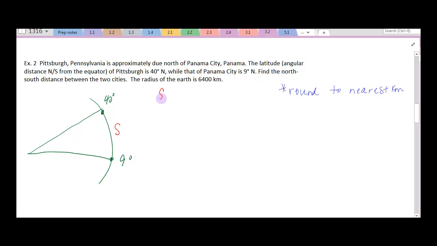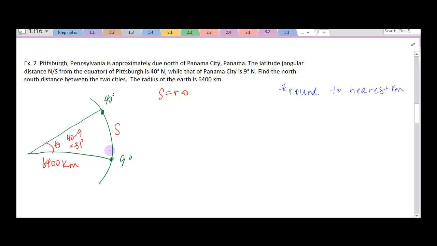Now we know that when I talk arc length, I have to know the radius and I have to know theta. The problem here is giving me the fact that the radius of the earth is 6,400 kilometers. And now theta comes from the difference between their two latitude measurements. In other words, Pittsburgh, which is 40 degrees north, minus Panama, which is 9 degrees north, is 31 degrees. So there is a difference of 31 degrees between these two cities.